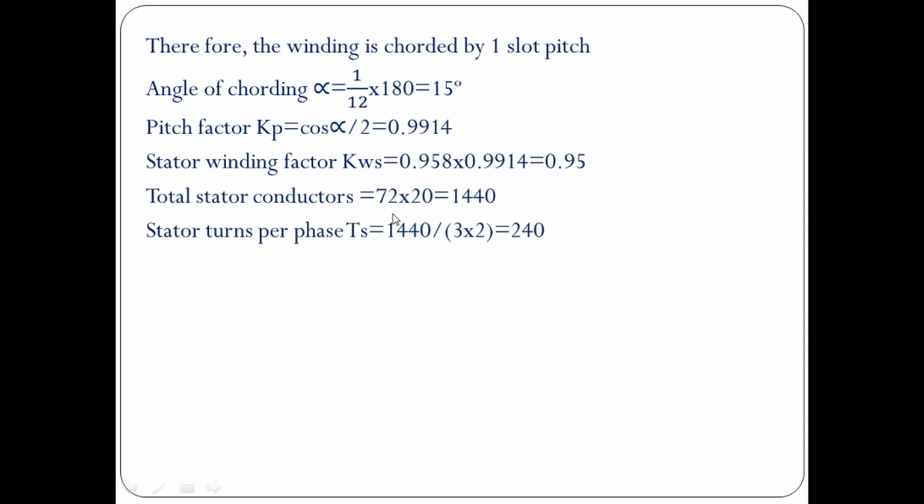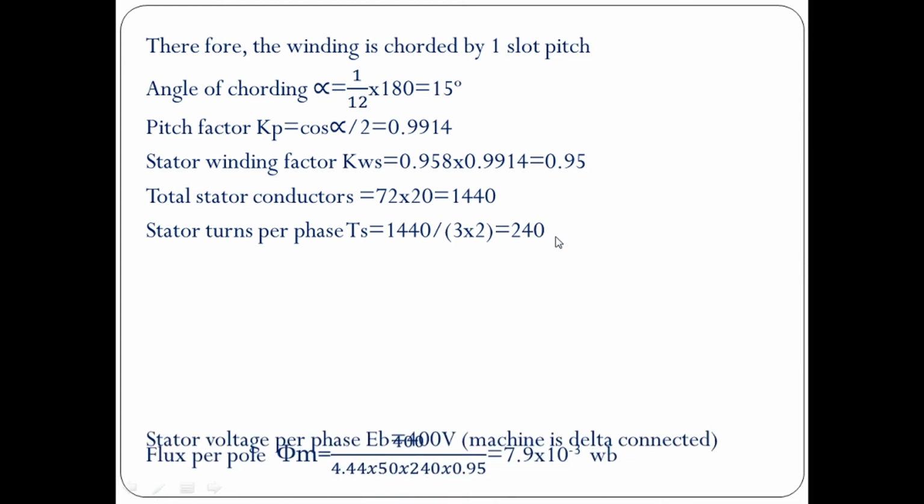Total stator conductors equal to 72 into 20. So there are 72 slots and 20 conductors in each slot. So you will be getting 1440 stator conductors. So stator turns per phase Ts is given by 1440 divided by 3 into 2. So 3 into 2, that is 6. So you will be getting the number of stator turns as 240.